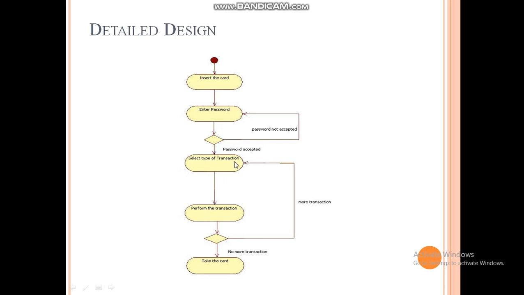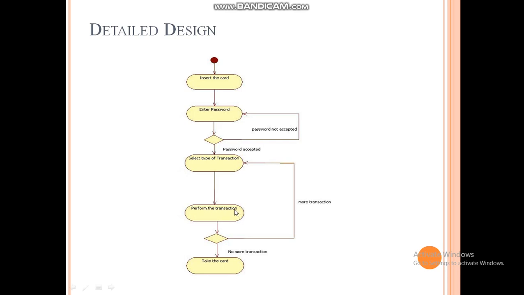Then select the type of transaction. After entering the correct PIN number or password, the system supports the selected type of transaction. We may select savings account, or withdrawal, or changing the PIN number; there are different transactions. Whichever transaction is selected, that transaction is performed.